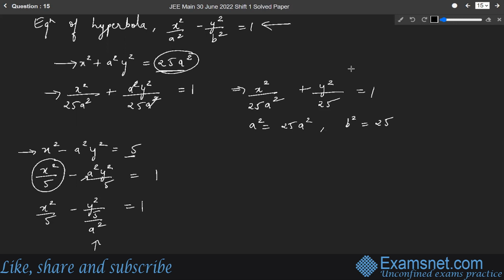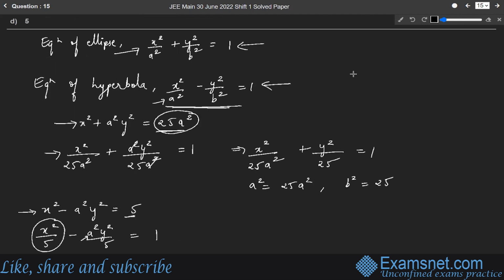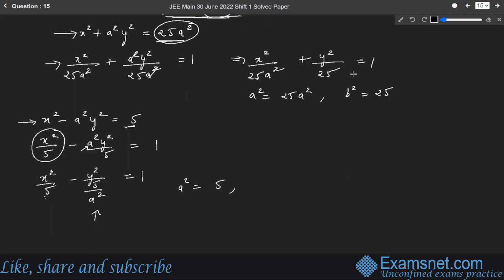Now, if we compare this with the standard form of hyperbola, we get the values of a square and b square. What is a square? A square is present in the denominator. X square upon a square. The first term is in the form of x square upon a square. So here a square is equal to 5. And what is b square? B square is present here. Minus y square upon b square. So minus y square upon 5 by a square. So here the value of b square is 5 by a square. Now we have the values for a square and b square for both the given ellipse and hyperbola.